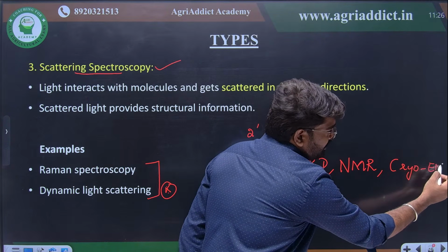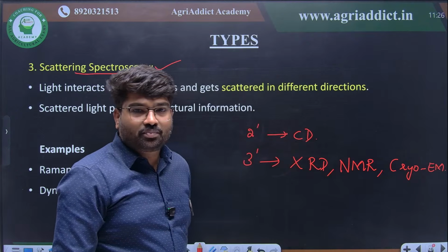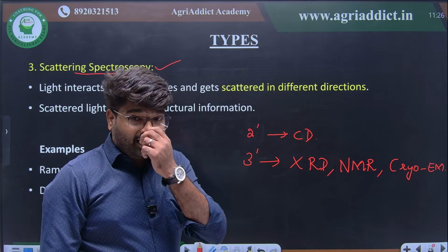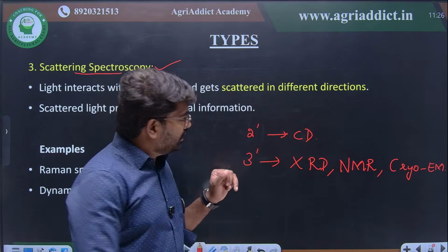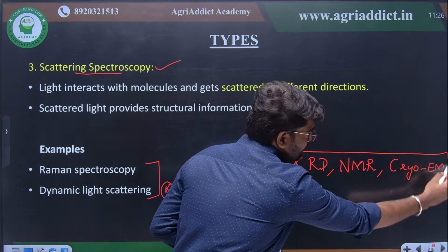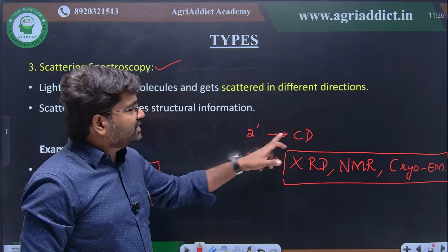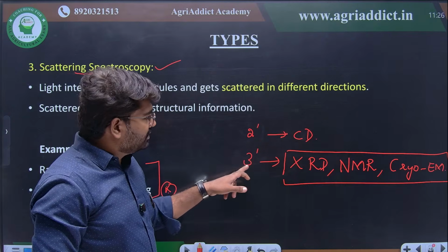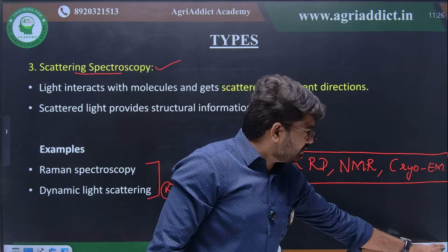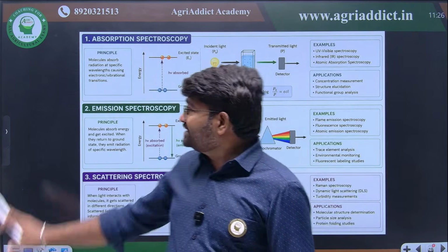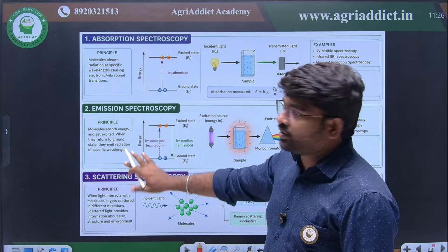Cryo-EM, cryo-electron microscopy, we can use. These are the different techniques we use for determining the three-dimensional structure of a molecule. This is a repeated question they are asking. So secondary structure means circular dichroism, tertiary structure means XRD, NMR and cryo-EM. This is the basic difference, and we have already discussed this properly.